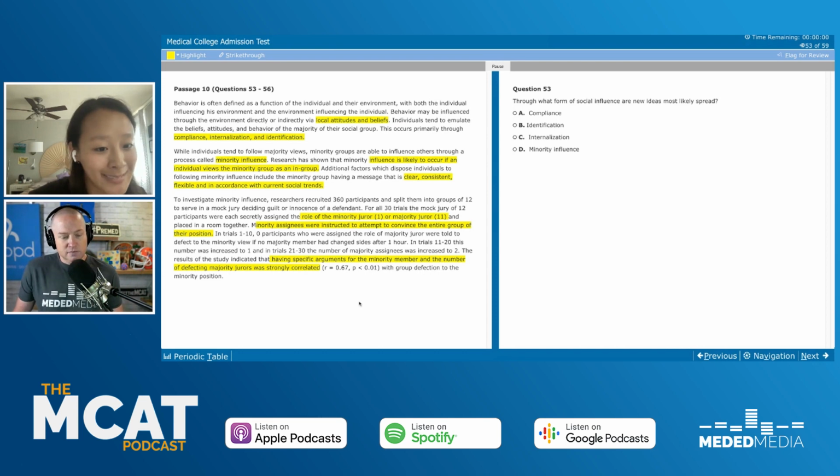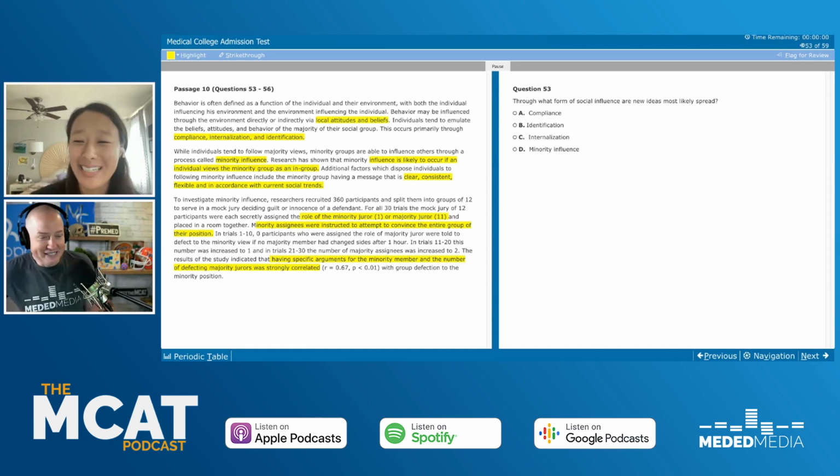How do you feel about this passage? I think it's okay. It makes sense that helping the minority juror have specific arguments, and having more majority people who defect, it seems like more people will flip then. That's a good idea, I'm going to be convinced by that, right? We'll see.